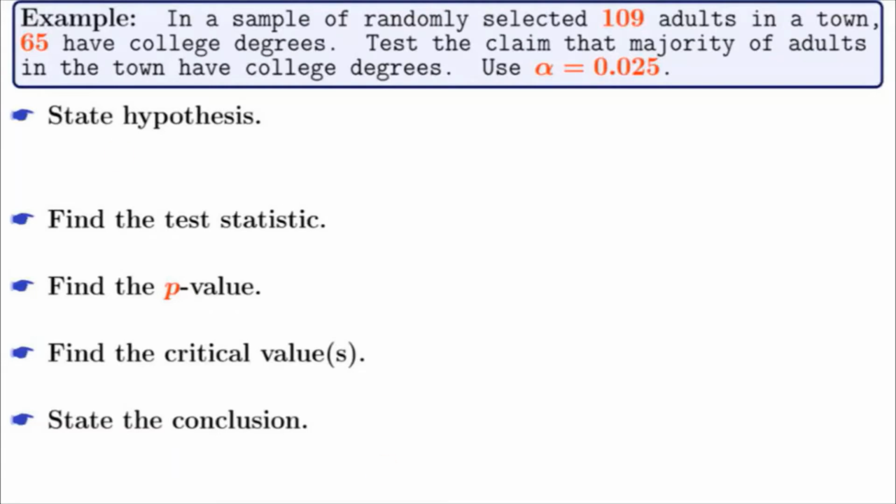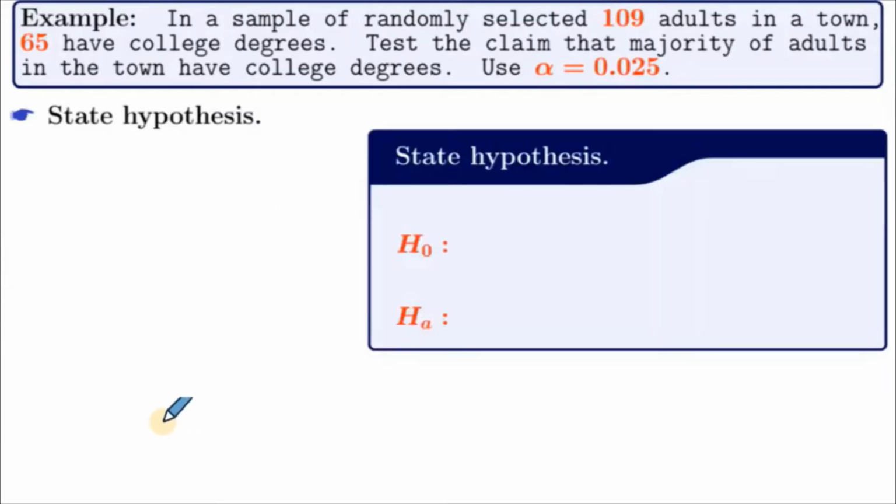In this video, we will work on this example. In a sample of randomly selected 109 adults in a town, 65 have college degrees. Test the claim that majority of adults in the town have college degrees. For this example here, we will state hypothesis, we will find test statistic, p-value, critical values, and also draw conclusion based on our finding. First, note that we are talking about proportion here.